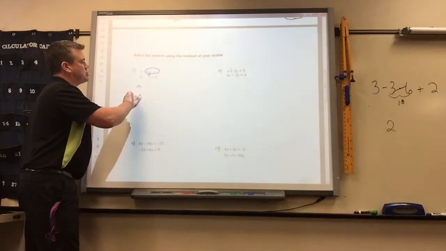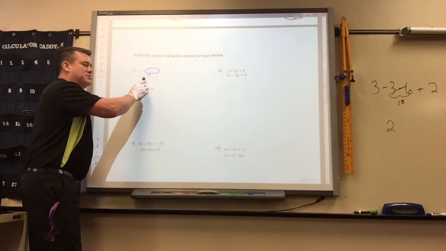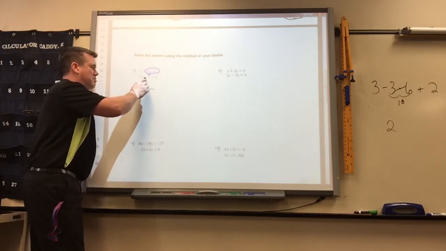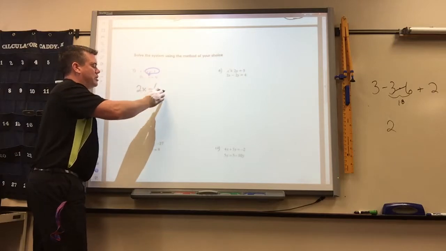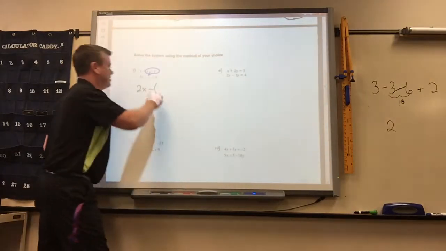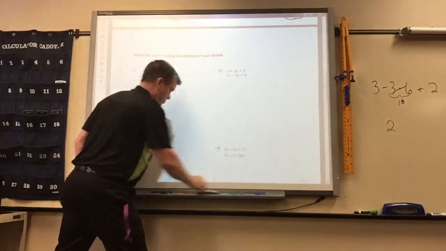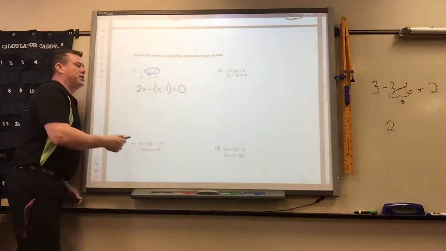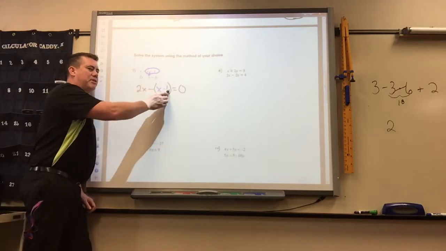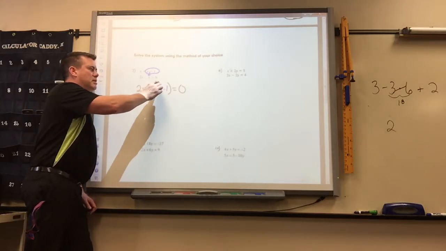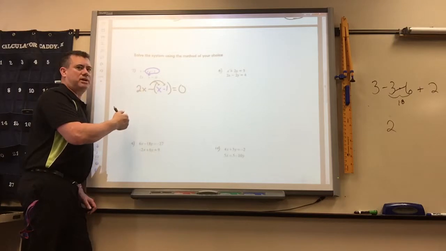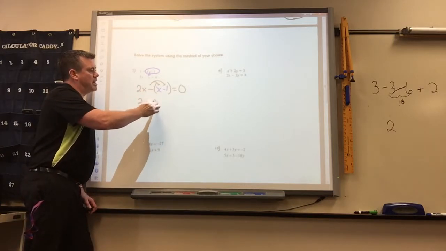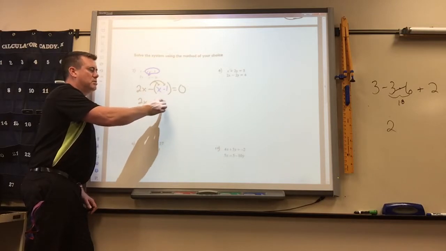So you rewrite this 2x minus, now this is the trick right here. If it was a plus, it'd be no big deal. But since there's a minus sign there, and there's 2 things here, you have to put that in parentheses. If it was a plus, it wouldn't matter. The reason why is a negative in front of a parentheses means you change all the signs, right? So this would stay 2x, and this would change to a negative x, and this would change to positive 1.